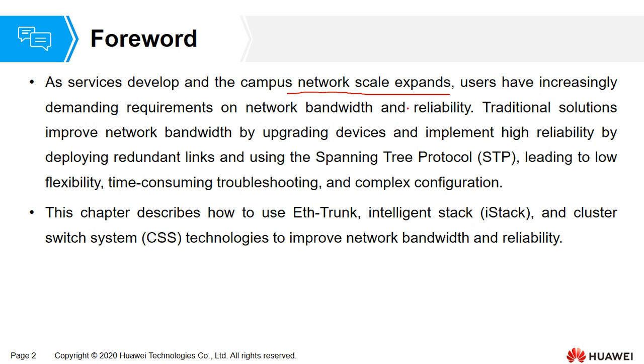Traditional solutions improve network bandwidth by upgrading devices and implement high reliability by deploying redundant links and using a spanning tree. This solution leads to low flexibility, time-consuming troubleshooting, and complex configuration. In this chapter, I'll describe Eth-trunk, intelligent stack, and cluster switch system technologies to improve network bandwidth and reliability.